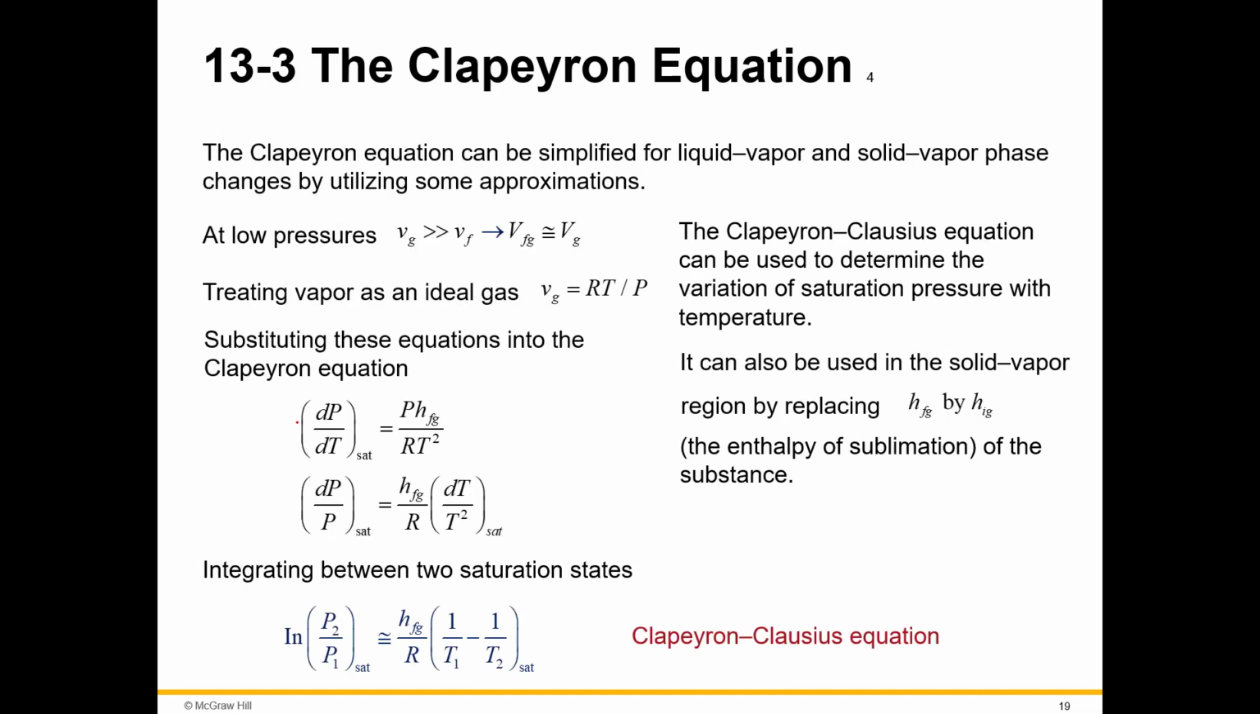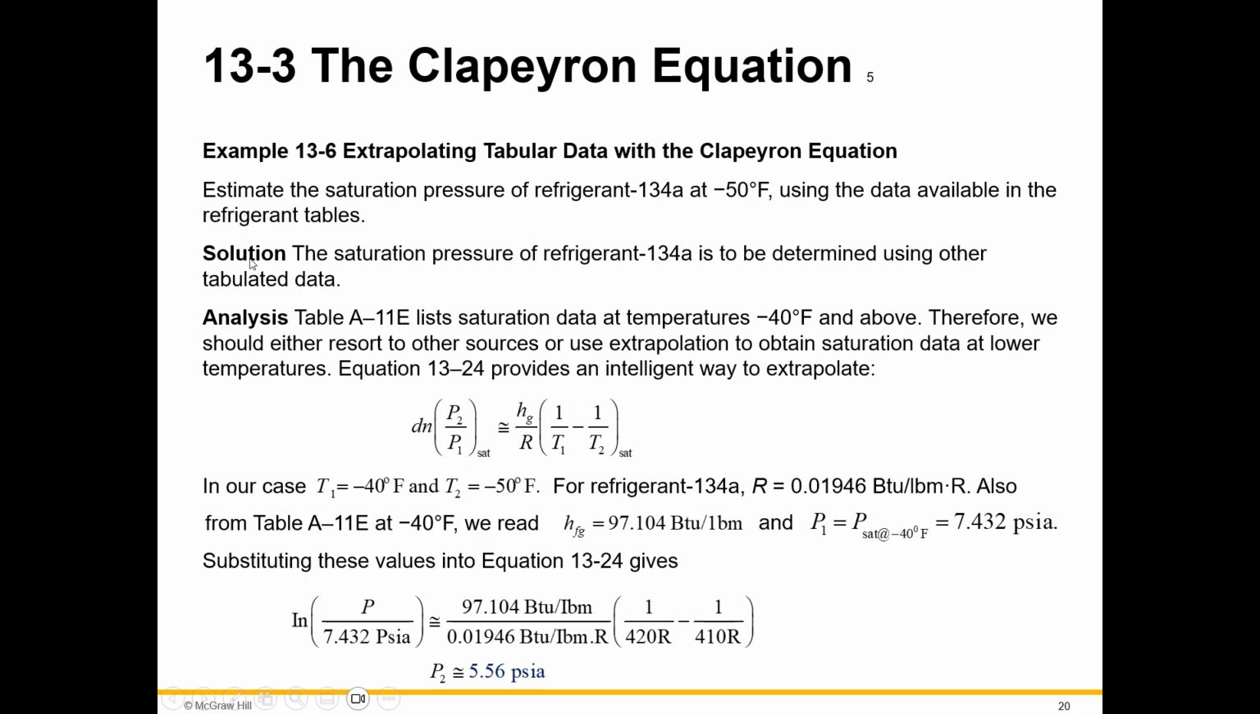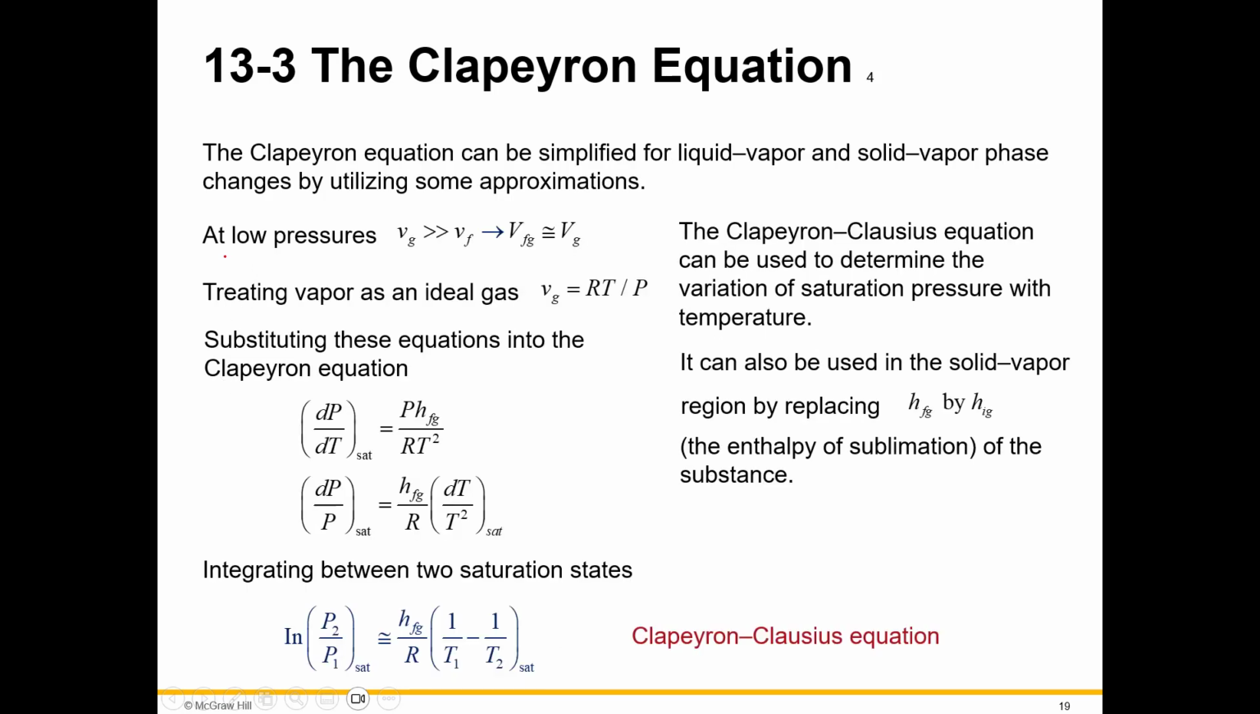All right. And then it can be simplified for liquid-vapor or solid-vapor phase changes by utilizing some approximations, of course, because we use approximations in all of our solving. Again, at low pressures, which seems to go with low temperatures, we can just equate them as equal. We can treat vapor as an ideal gas here. You see RT over P. Then you can substitute those equations into the Clapeyron equation, and then you can integrate between the two saturation states.